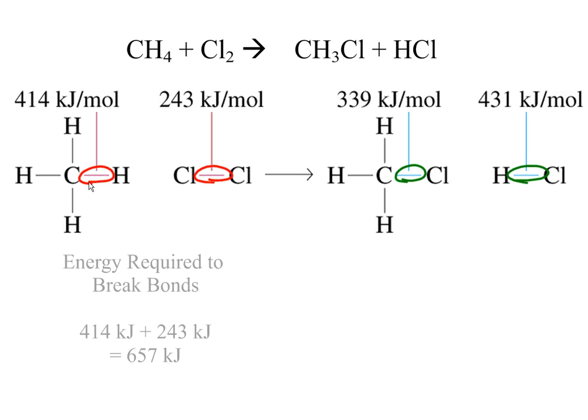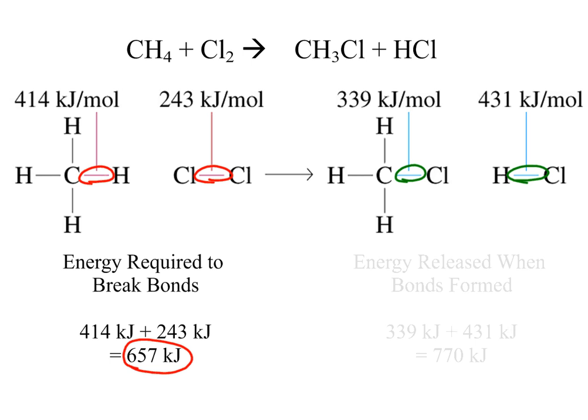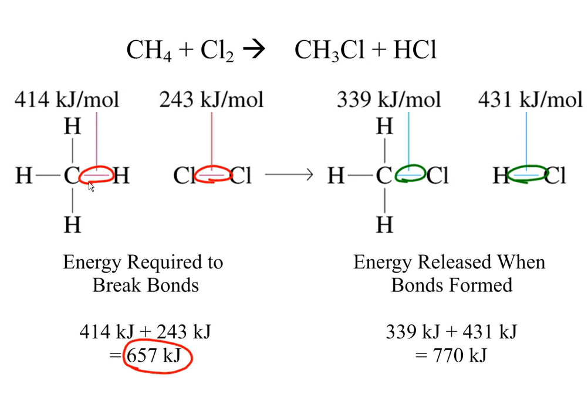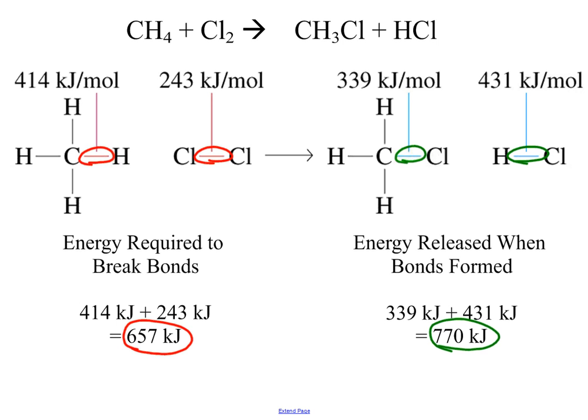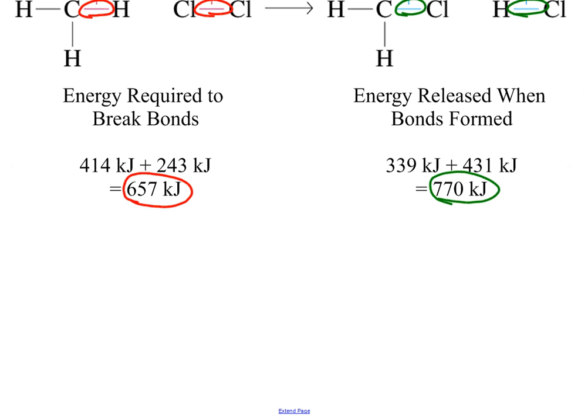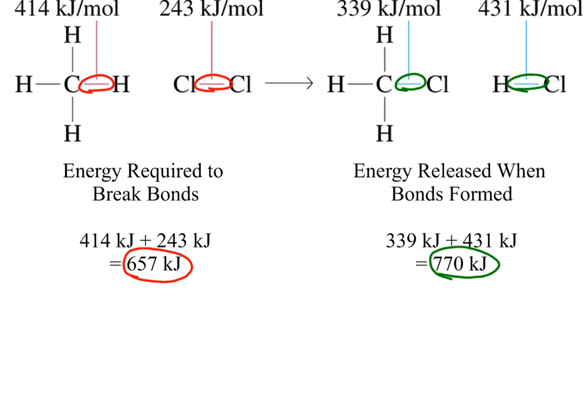So if we add together those energies, we get a total of 657 kilojoules required to break all the bonds on the reactant side, and 770 kilojoules of energy that will be released on the product side. Now, if we take a look at those two numbers, we should see that we have a net gain of energy.